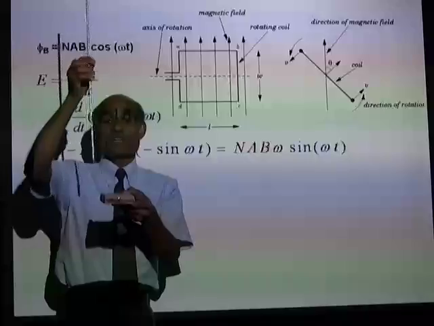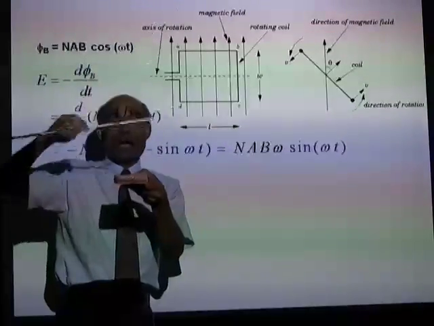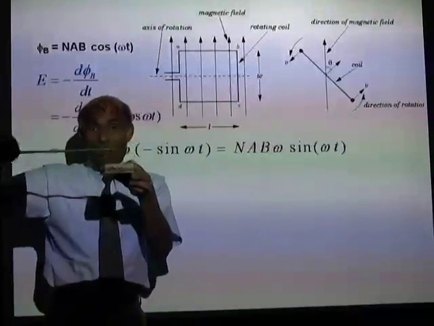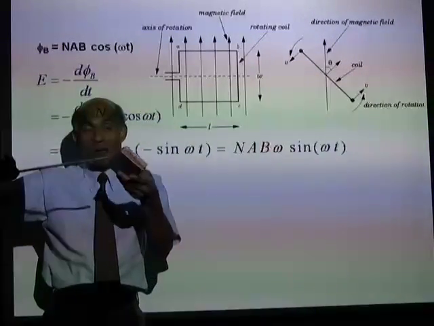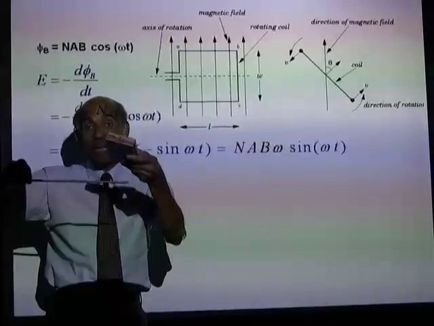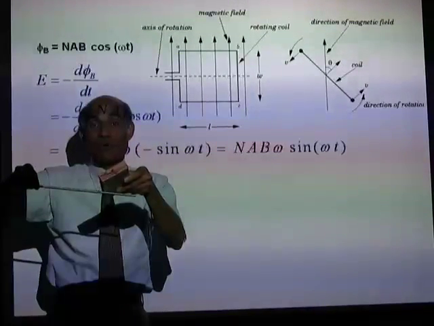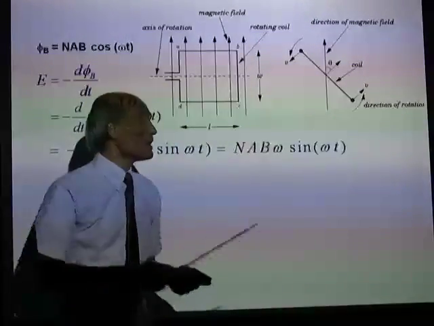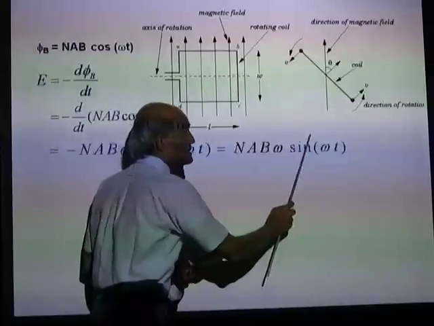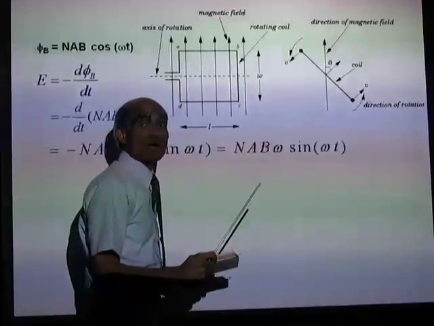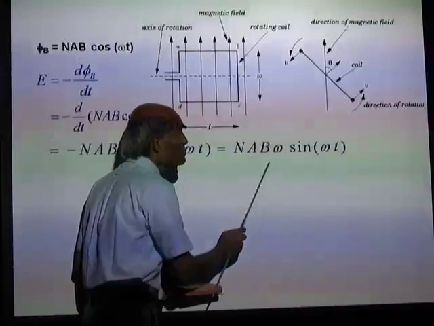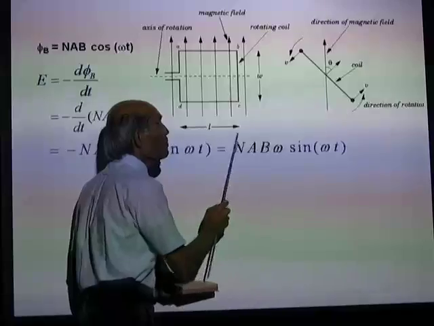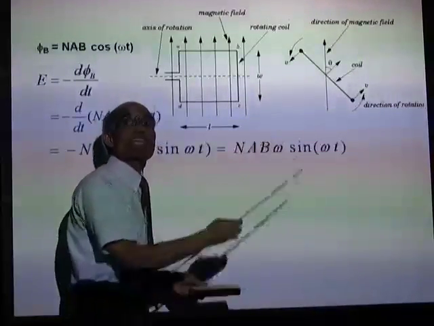That is, the normal to the plane of the coil and the magnetic field are at right angles. You see, if the lines of force are now like this, that will be the time the coil will be cutting the maximum number of lines of force. The rate of change of flux will be maximum when the angle is 90 degrees. At that time, sine omega t is 1, or the maximum induced EMF will be NAB omega. So this quantity can now be called E max.